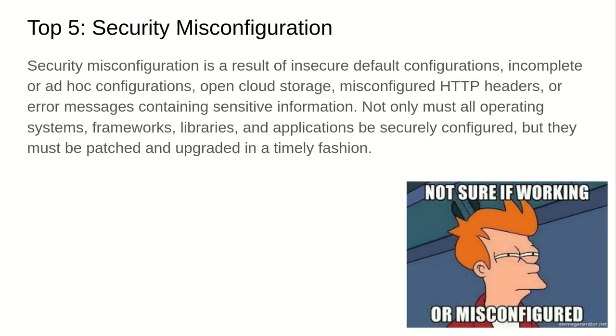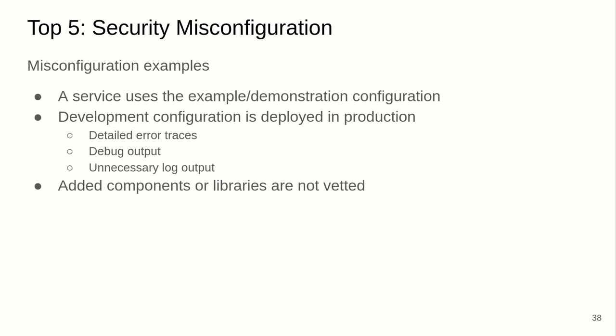Top 5 is another, a bit more interesting one: security misconfiguration. This is a result of insecure default configuration, incomplete or ad hoc configurations, unprotected cloud storage allowing an attacker access to it, misconfigured headers, error messages containing sensitive information or whatnot. So not only do you need to securely configure all the operating systems, frameworks, libraries, and whatnot, but you also need to patch and upgrade them in a timely fashion.